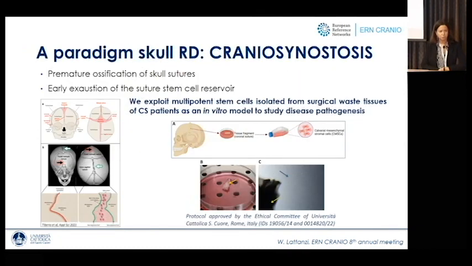I will use craniosynostosis, the disease where we have excessive bone formation, because it's what I know most, of course. So in this disease, we know that we have the premature exhaustion of the stem cells residing in the suture, and we isolate these cells from the sutures that we obtain as surgical waste from patient surgeries, and we base our cellular model on these cells.